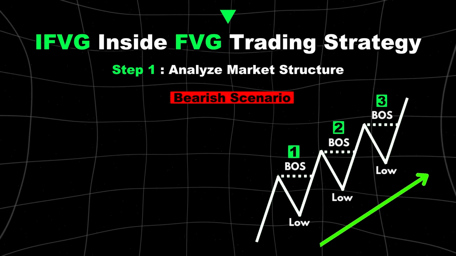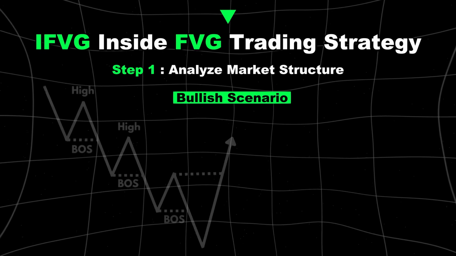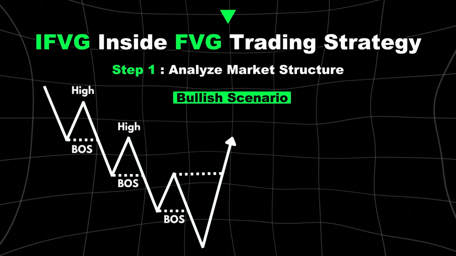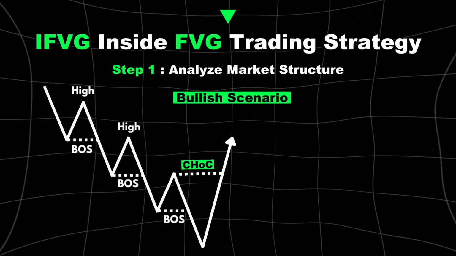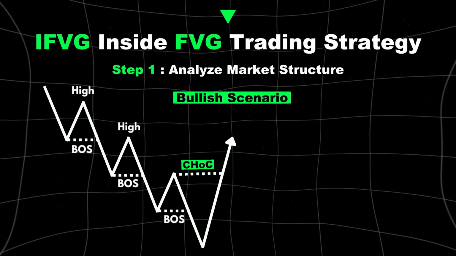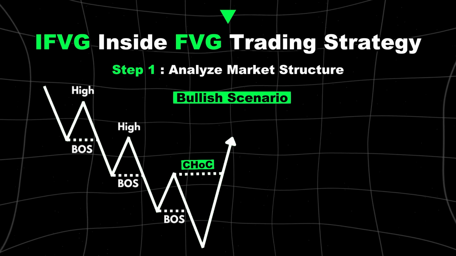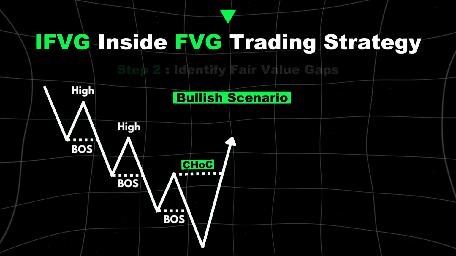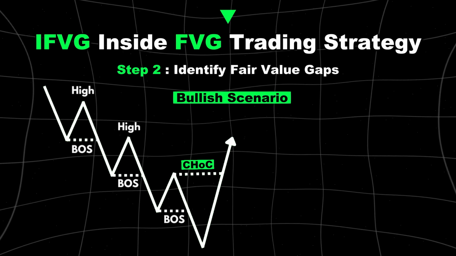Once that's established, the next thing to look for is a higher time frame change of character. If price breaks and closes above the most recent high within a strong downtrend, that signals a bullish change of character, showing that sellers are losing control and the market is likely preparing for a reversal. After this market structure shift confirms a potential move higher, the next step is to look for a buying opportunity.